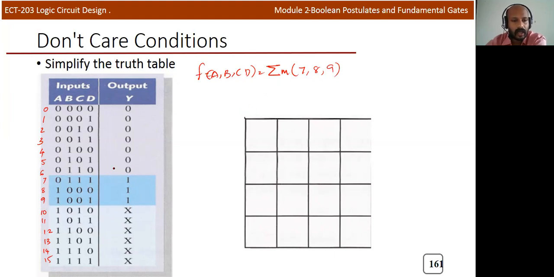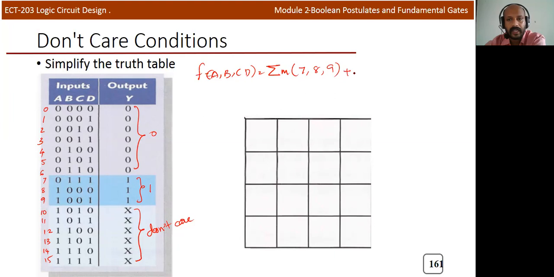And for 0 to 6, it's actually giving the output 0. For this particular condition, output is 0. For this particular condition, the output is 1. And if you observe the last cases from 10 to 15, we'll put it as X, which is known as a don't care condition. Such kind of inputs are not provided in this particular circuit. So we'll consider the last cases, which are indicated as X, as don't care.